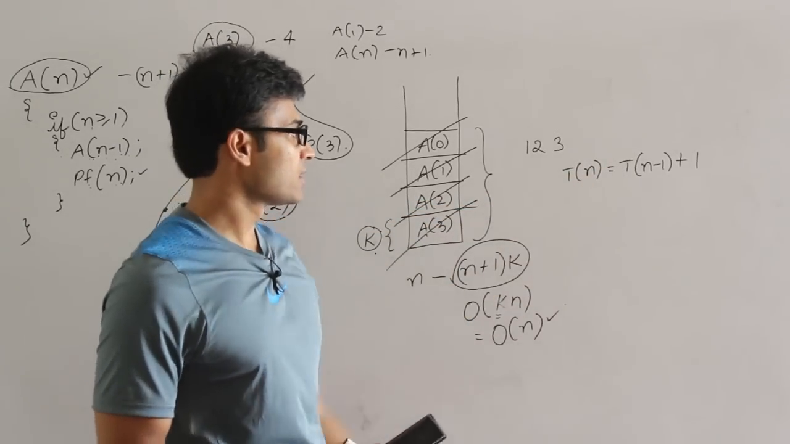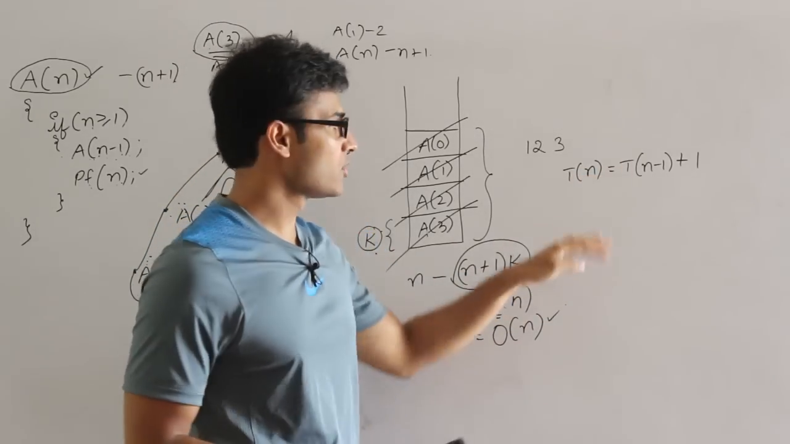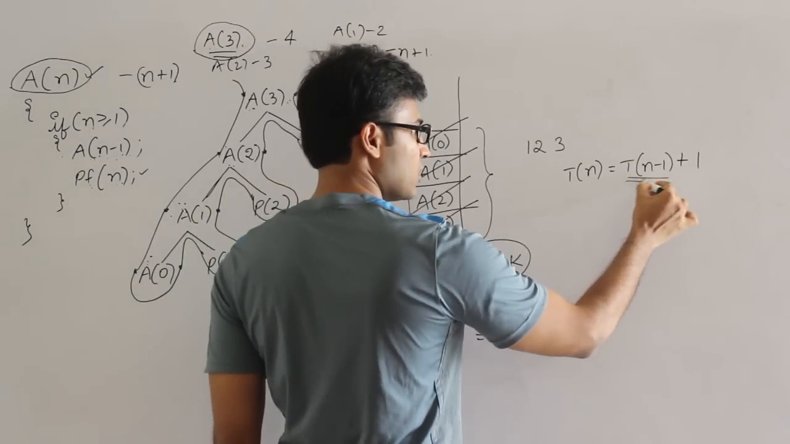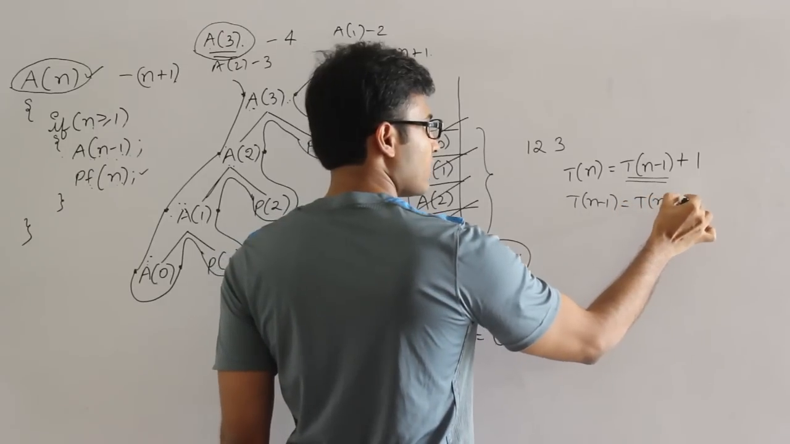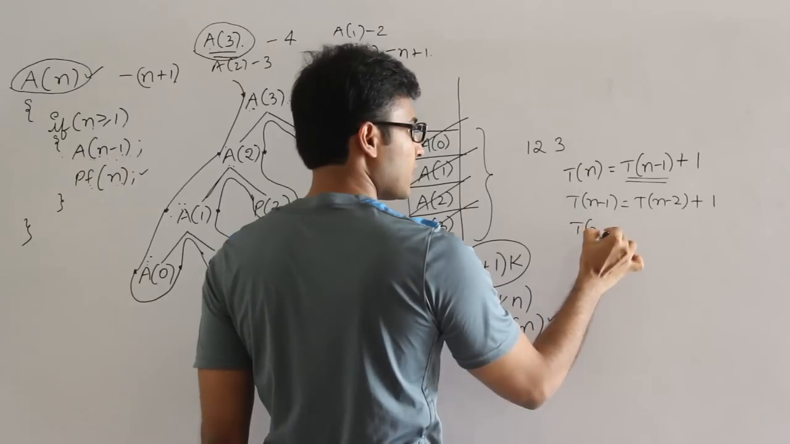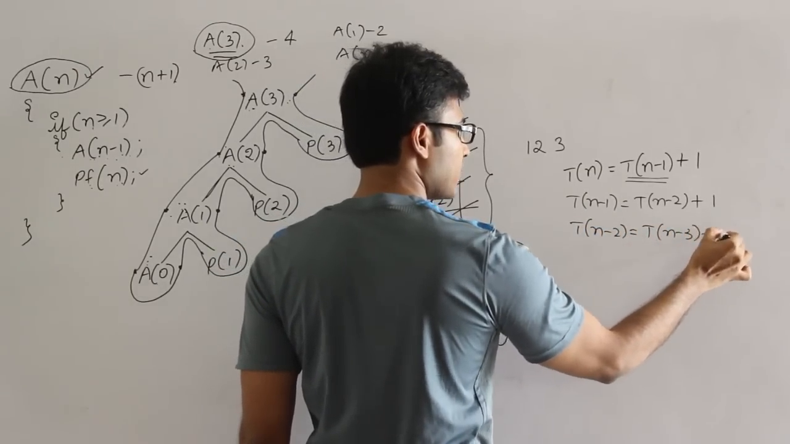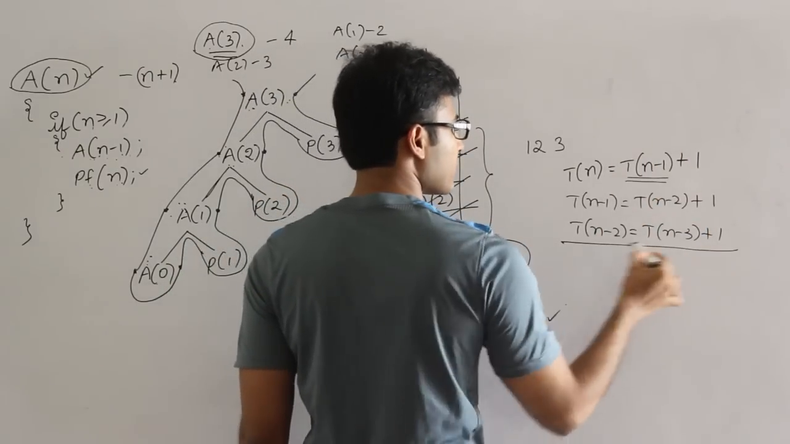One way to analyze this recursive equation is, this is not in the form where you could apply Master's theorem. Therefore you go with back substitution. So what is back substitution? T of n minus 1 equals T of n minus 2 plus 1. Then what is T of n minus 2? T of n minus 2 equals T of n minus 3 plus 1, and you keep on substituting it backwards.